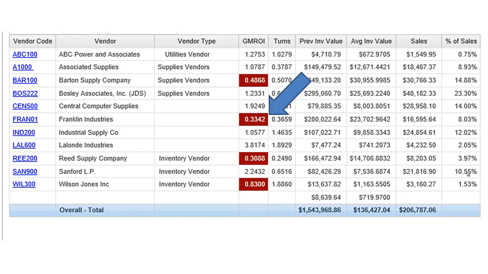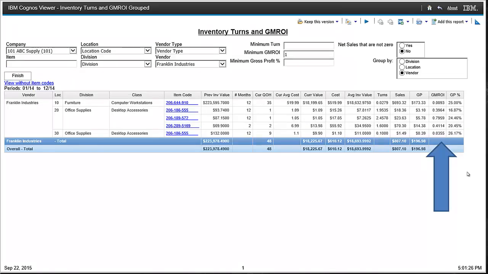But you can see I highlighted a vendor, Franklin Industries, that has a GMROI that is below 1. Okay, and it's very, very much below 1. So what you would do with this report is drill into that vendor line. You would click on that vendor, and the drill-in report is going to show you by location and by division and class the GMROIs of the individual items.